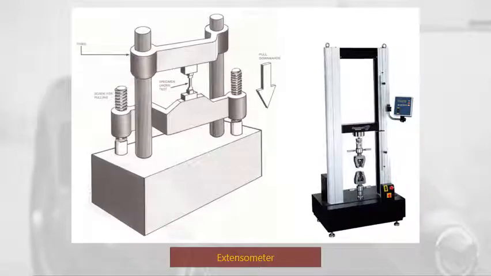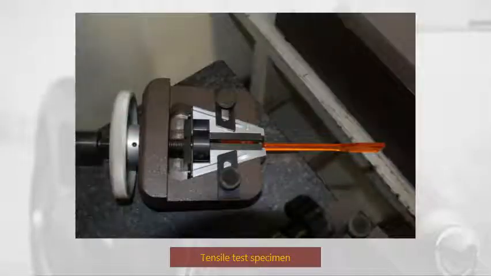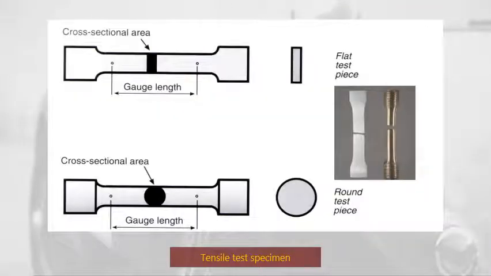So this is how our extensometer or our tensile testing machine looks like. And we have here an example of a tensile test specimen. So in a tensile test specimen, we have what we call the gauge length. Then we have the cross-sectional area of the test specimen. So the test specimen can be a flat or round piece.